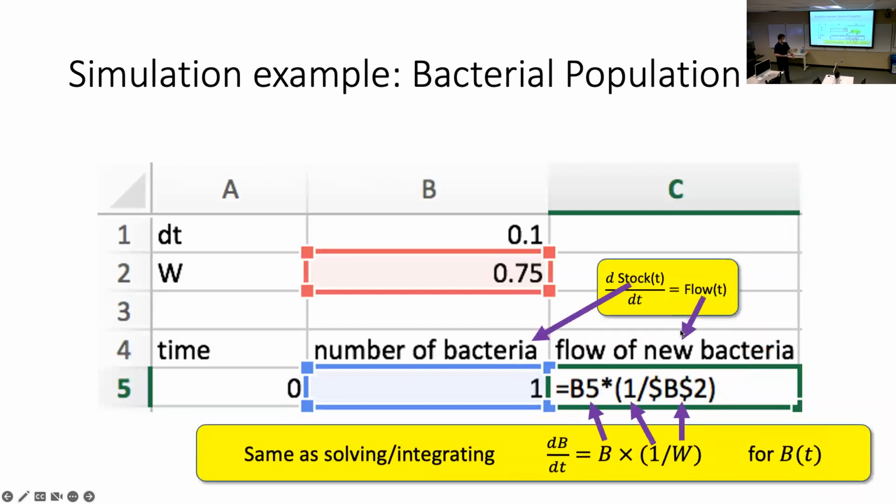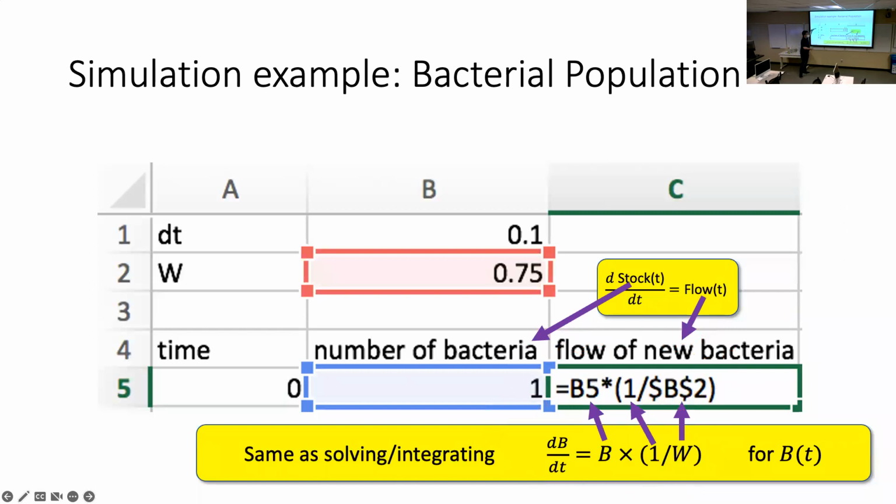So this is me equating this to calculus here. If bacteria are my stock, and I say the derivative of stock with respect to time is the flow, then I'm saying this is the derivative here. So by writing this formula, what I'm effectively doing is writing this equation down, where B is the number of bacteria, dB/dt is equal to B times 1 divided by w. That's all that I'm writing here.